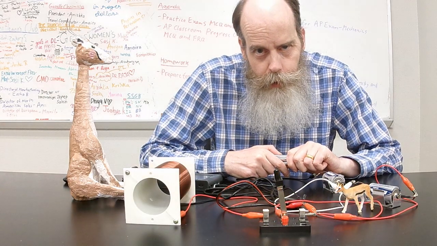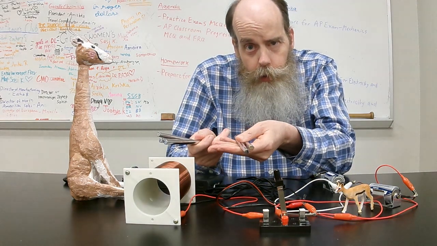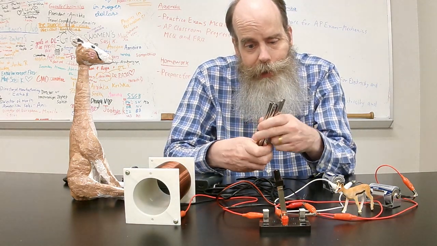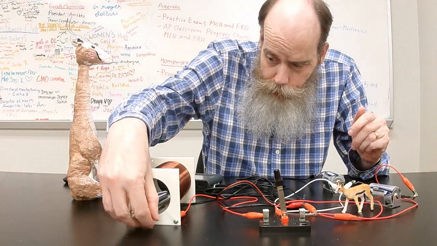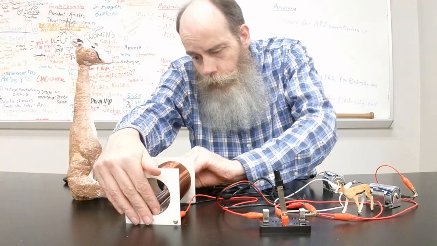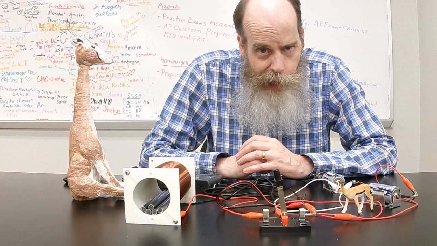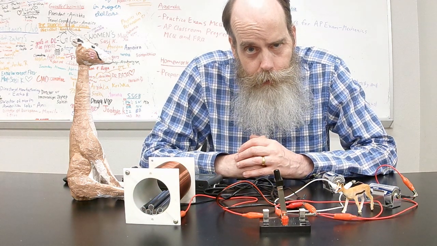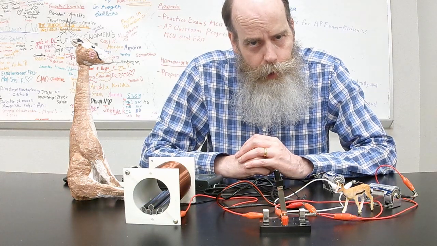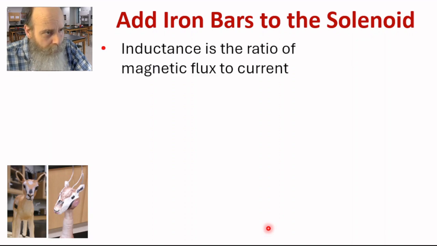In our next experiment, we want to determine the effect of adding iron bars to the solenoid. So I'm going to stick these 5 iron bars into the solenoid, like this. Now I want you to make a prediction. What do you think will happen to the inductance when I put the iron bars in the solenoid? Spend a few moments to make your prediction.